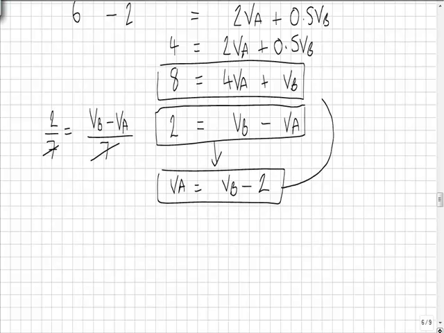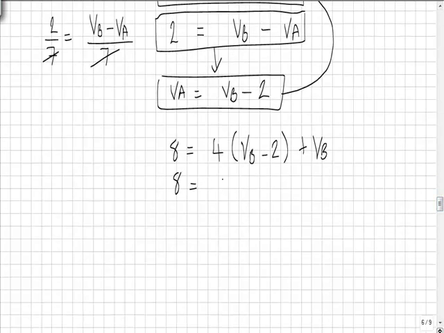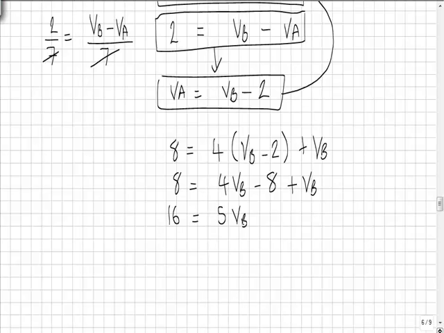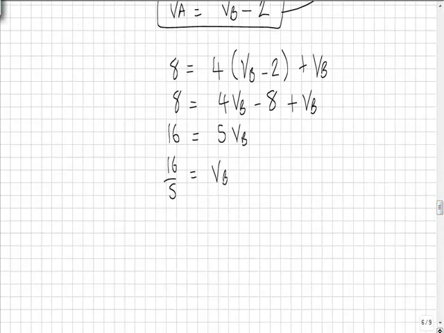I'm now going to substitute this into here. So I'm going to get 8 is equal to 4 lots of VB minus 2 plus VB. So 8 is equal to 4 VB minus 8 plus VB. And we can see that 16 is equal to 5 VB. So 16 over 5 is equal to VB. This gives a value of VB as being 3.2 meters per second.